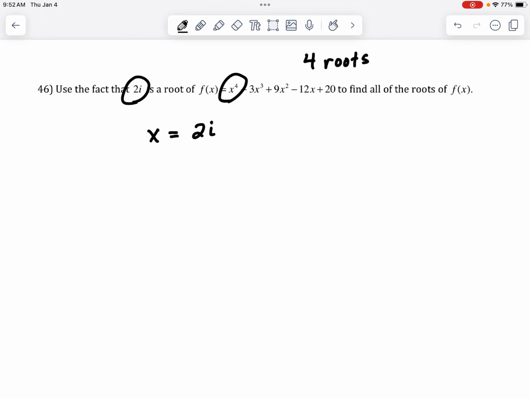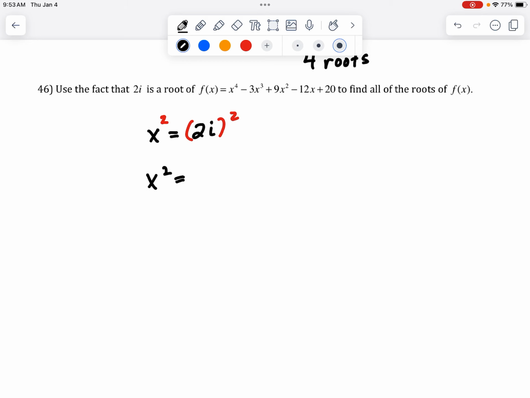2i. Well, the way that you get an i is by taking the square root of a negative. So somebody must have taken the square root. So if I undo their work, if they took a square root, I'm going to do the opposite and square. So that means that x squared is equal to, well, 2 squared is 4, and then i squared is negative 1. So in other words, they must have had x squared equals negative 4, and then they took the square root.